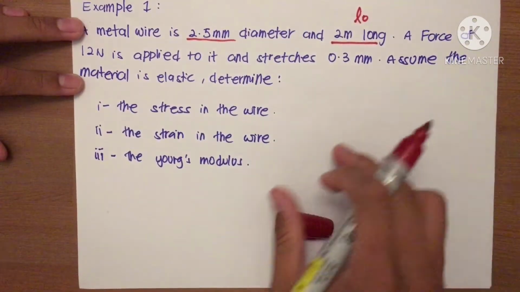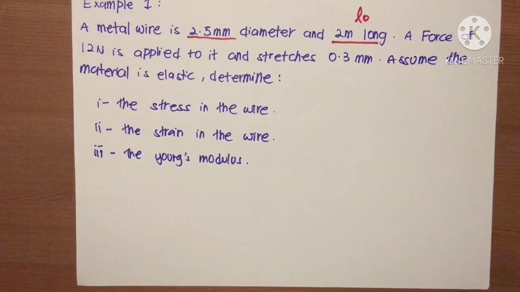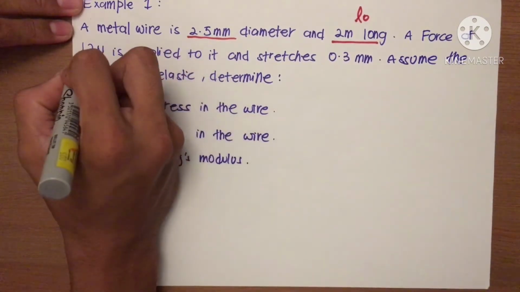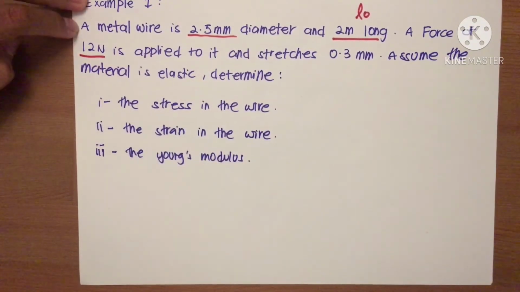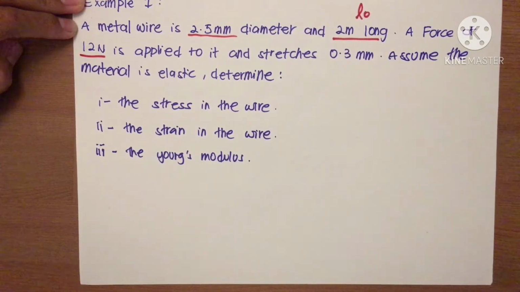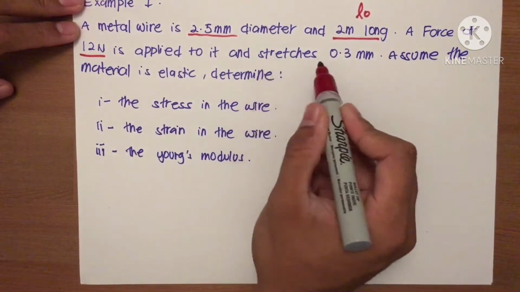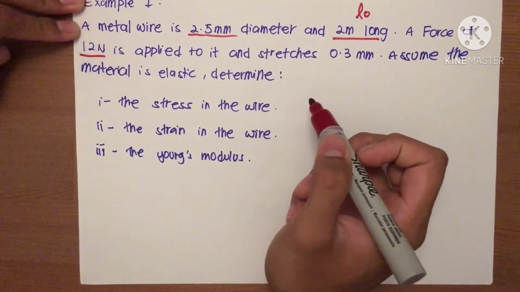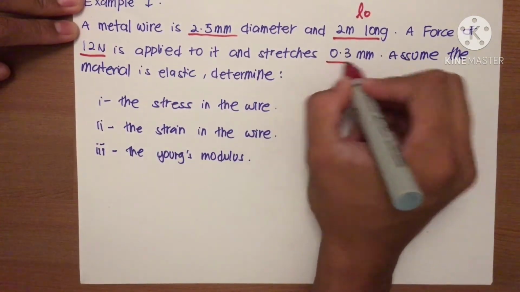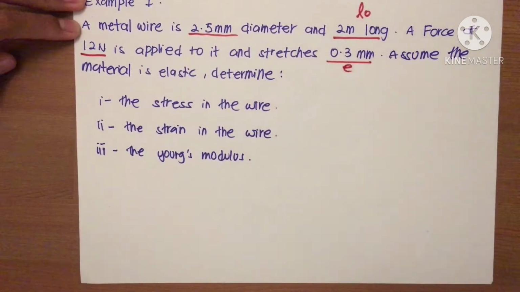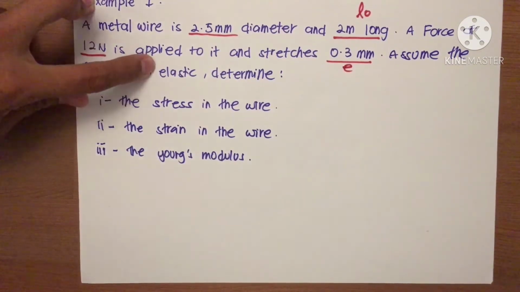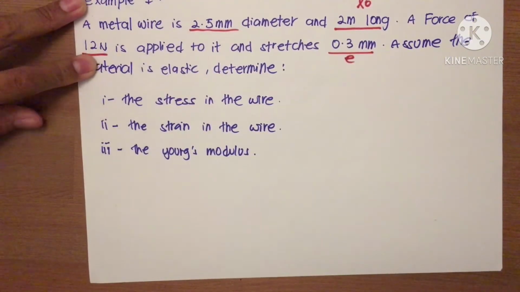A force of 12 Newton is applied. So what we have here is a force of 12 Newton. And it stretches 0.3 millimeter. When we say stretches, we mean elongation, so it's going to be E, the elongation. Assume the material is elastic. Determine the stress in the wire.